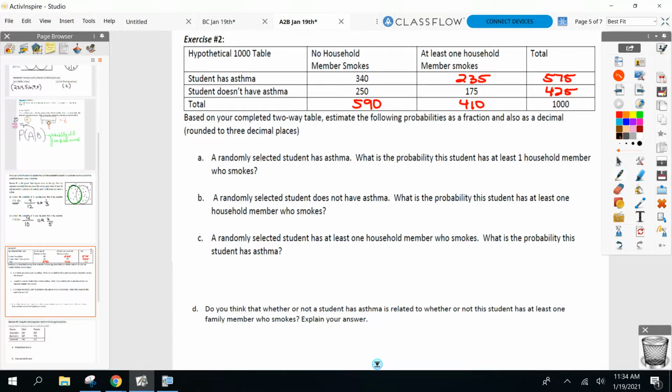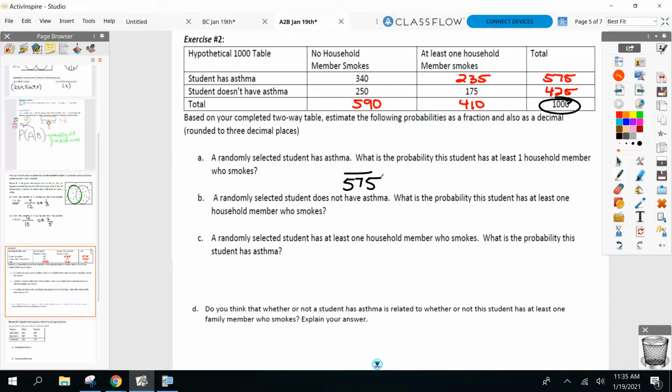All right. Most of you just assume, hey, my total's 1,000, so all my denominators are going to be out of 1,000. No. We got to read now. Look at A. A randomly selected student has asthma. The asthma kids are the only ones I'm looking at now. That's it. So it's not out of 1,000. If you guys read your chart correctly, how many students have asthma? 570. There you go. So now it's going to be out of 575, not 1,000. Because I know it's given to me the student has asthma.